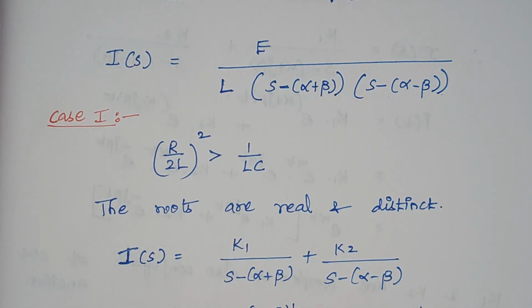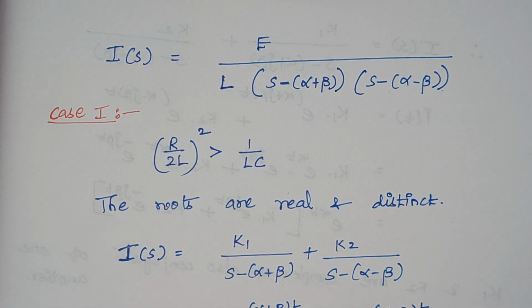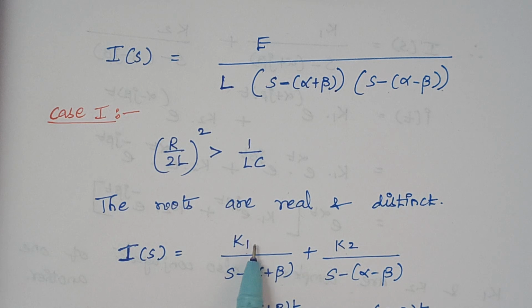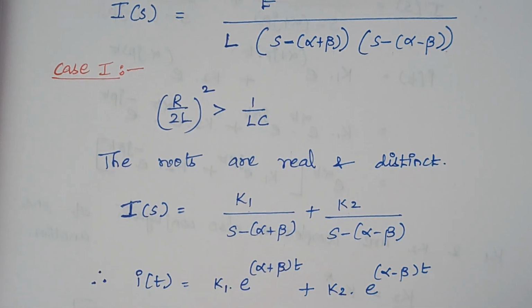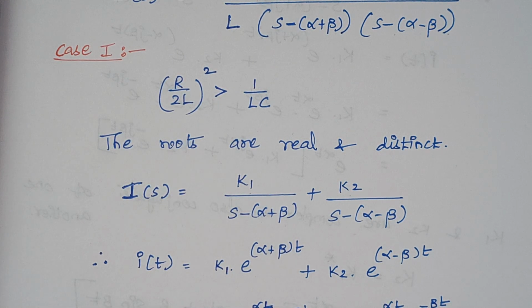Again, when you write the expression for I of s, it is written as k1 by s minus alpha plus beta plus k2 by s minus alpha minus beta, just like writing in terms of partial fractions. Here we are having 2 terms, so 2 constants, k1 and k2. Again, when you apply inverse Laplace and solve this expression, here is our final answer. That is k1 into e to the power alpha plus beta into t plus k2 into e to the power alpha minus beta into t.